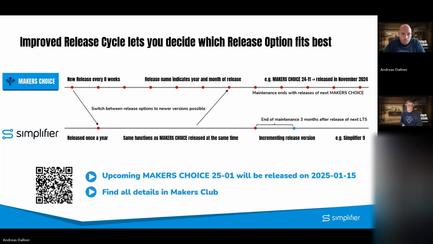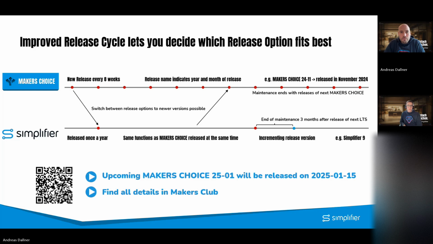What's a very important change is that the Maker's Choice releases, or previously EHP releases, are now fixed in their release cycle. So this means that we have determined that every 8 weeks we will release a new Maker's Choice release. So that's totally deterministic. You can look it up in our Makers Club. There's a list of the next releases coming up with the exact date, so you can already upfront know exactly when the next release will be published.